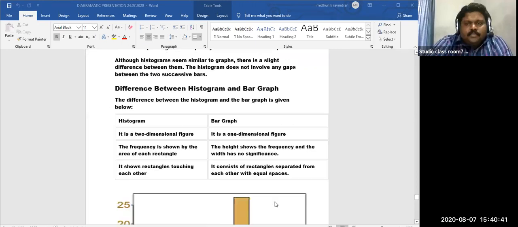Right. So a histogram is a two-dimensional figure. As I told, a histogram is a two-dimensional figure. Both the height and width matter. That will create the area. Is that clear or not?